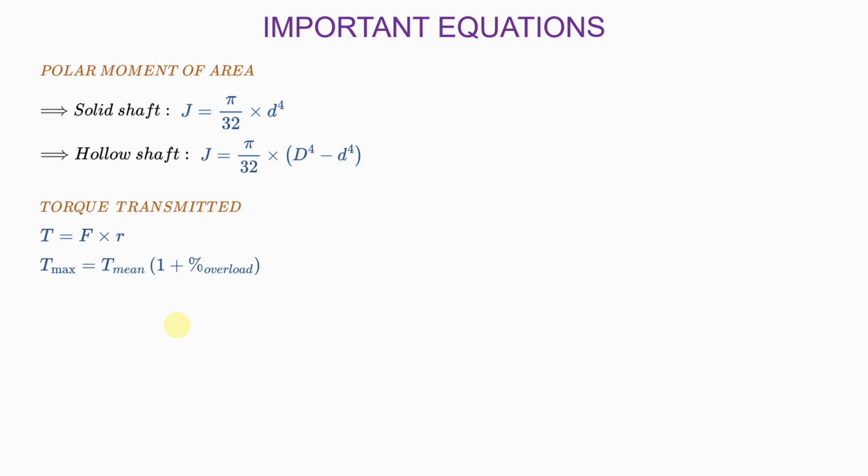So you take 1, you add to that the percentage overload written as a decimal, and then you multiply the mean torque by that, and that gives you the maximum torque. If they told you, for instance, that the percentage overload was 35%, then to get the maximum torque, you would take the mean torque and multiply it by 1.35. I hope it is clear. If it is not, you can always pause the video, go back and listen to what I explained a couple of times so that it makes sense to you.